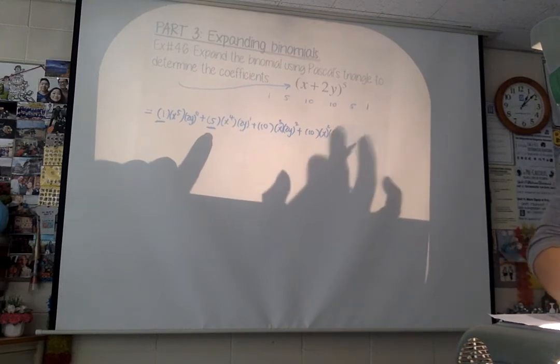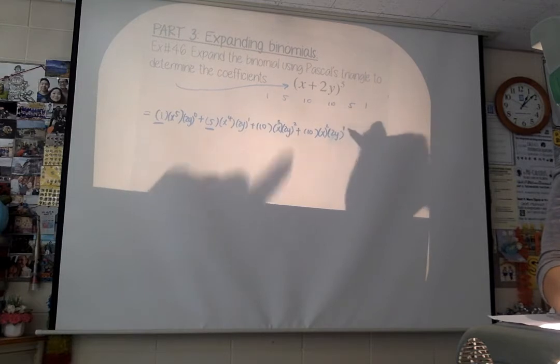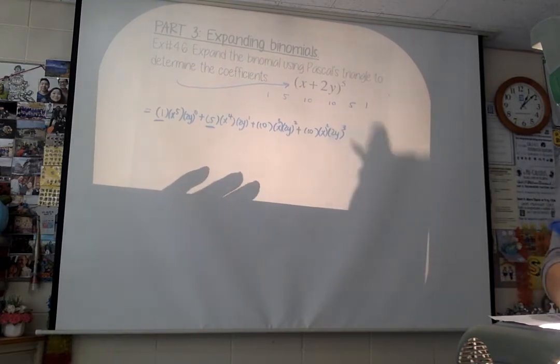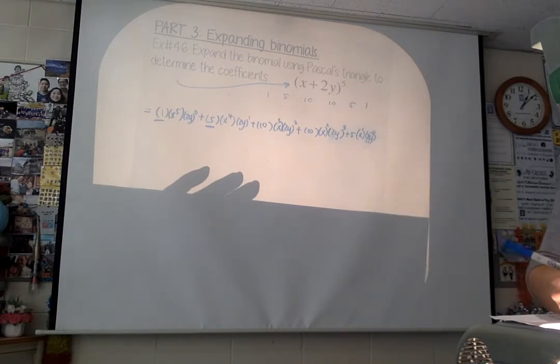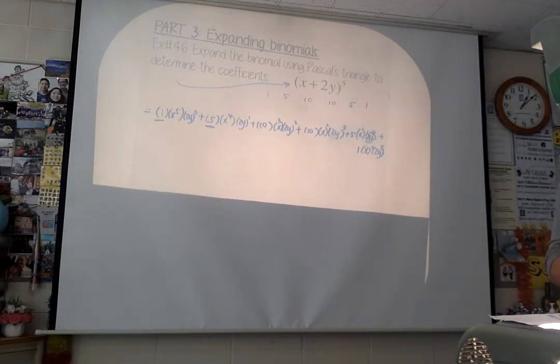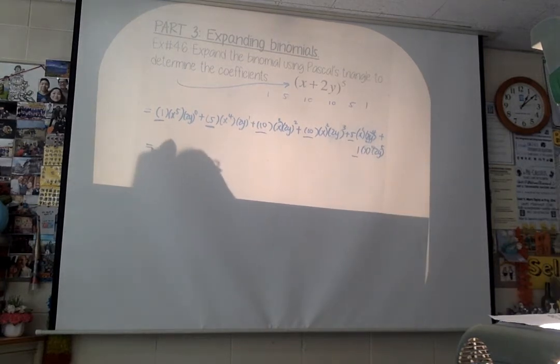I'm going to erase the rest of it here for now, sorry. Okay, 2y to the, this is 2, so this should be 1. Oh, sorry, this should be 3, because we're going up on the y, okay? Plus 5 times x to the 1 and y to the 4th, right? 2y to the 4th. Plus 1 x to the 0, 2y to the 5th. So we're using the coefficients here, okay? Then let's simplify. Then we get x to the 5th.